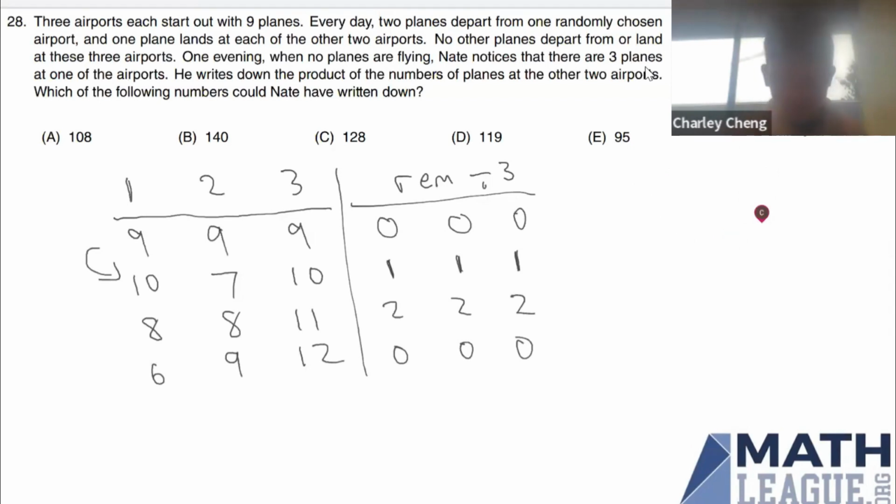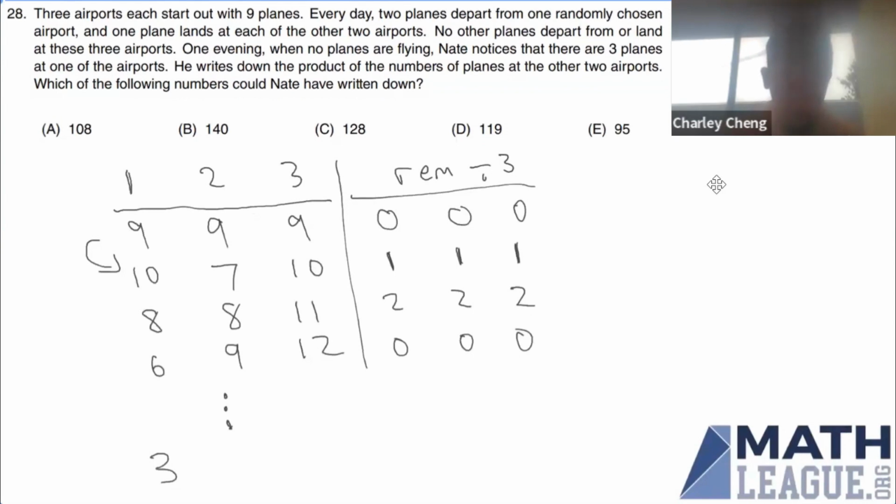After a certain number of days, we don't know how many days, one of the airports has 3 planes in it. So one of the airports has 3 planes, and we don't know about the other 2. One of them has X planes, and the other one has Y planes. We don't know what the numbers are yet.